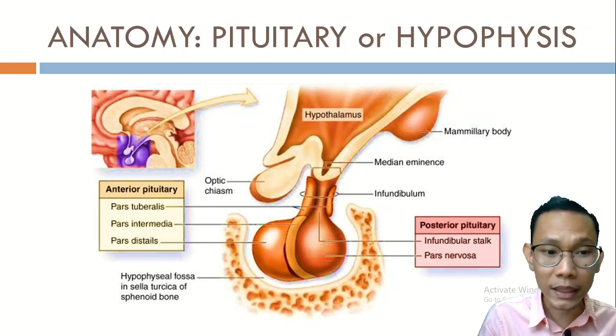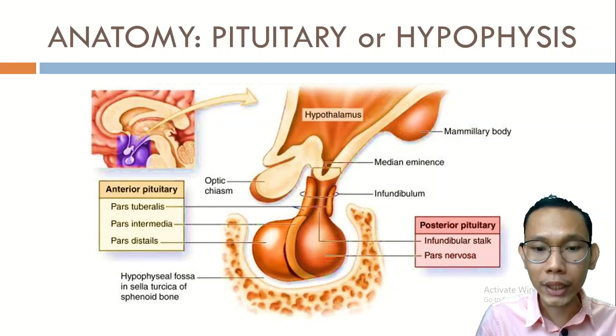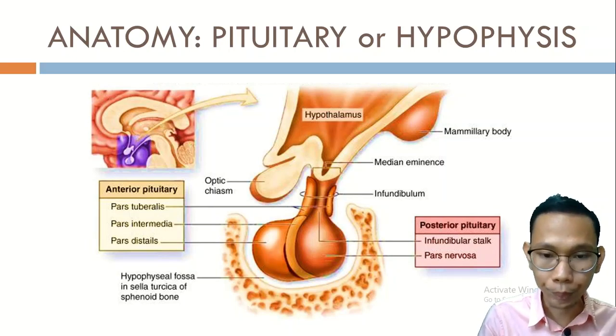I hope that's clear. Your anterior pituitary is termed your true endocrine tissue. Why true? Because it can secrete its own hormone, while your posterior pituitary is your neuroendocrine tissue, because it cannot produce its own hormone, but rather its hormones come from your hypothalamus. That's why it's termed neuroendocrine tissue.